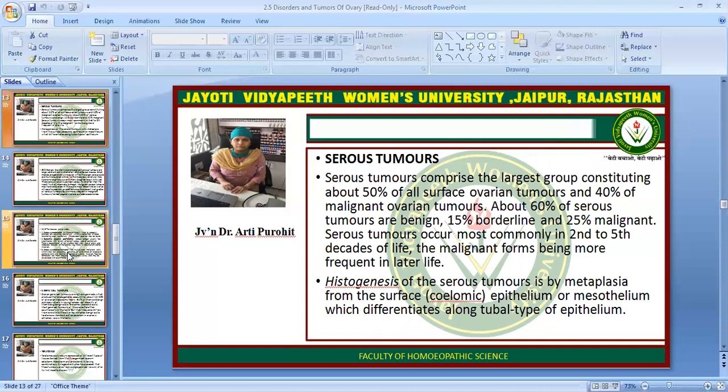The serous tumor comprises the largest group, constituting about 50% of all surface ovarian tumors and 40% of malignant ovarian tumors. About 60% of serous tumors are benign, 15% are borderline, and 25% are malignant. Serous tumors occur most commonly in the second to fifth decade of life, the malignant form being more frequent in later life. Histogenesis of serous tumor is by metaplasia from the surface coelomic epithelium, or mesothelium, which differentiates along tubal type of epithelium.